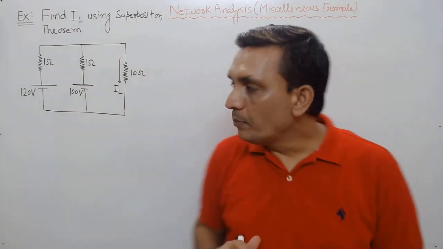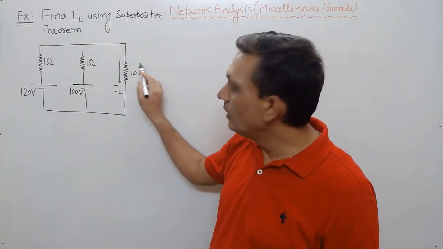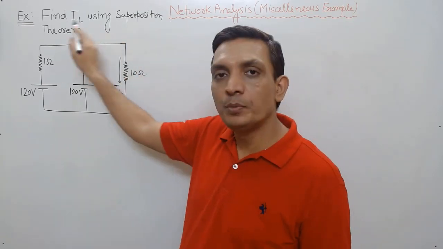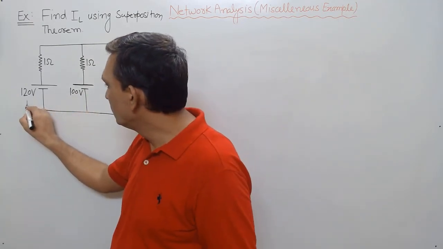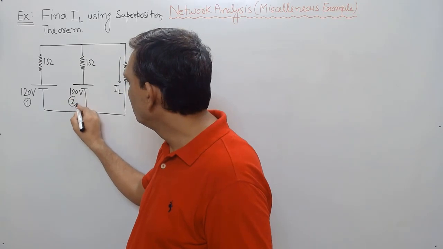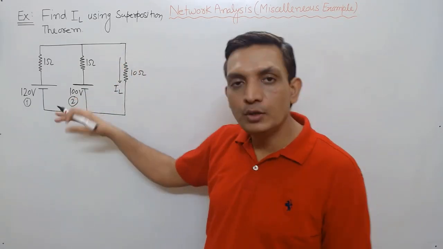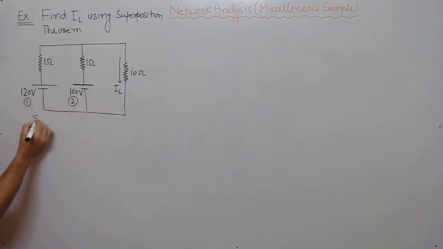In this example, we have to find current IL through the 10 ohm resistance, again using superposition theorem. So two voltage sources are given. Assume this is source 1 and this is source 2. According to superposition, we have to find current IL due to individual source. So let us first see when you have source 1.